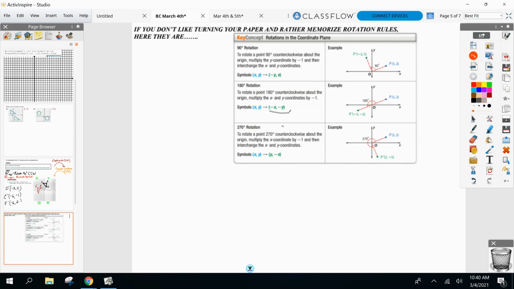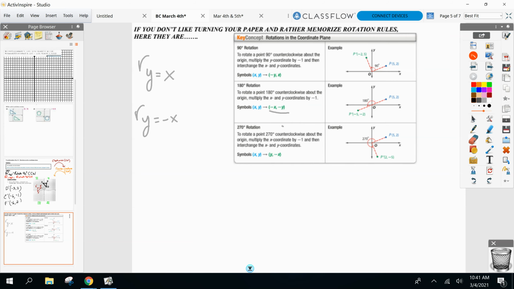That's up to you. I don't like memorizing because remember, already you guys have to memorize for me what you do to the coordinates when you reflect over y equals x, and what you do with the coordinates when you reflect over y equals -x. There's two already I'm having you be responsible for. So if you want to remember these three rules, fine. If you want to rotate your paper, fine. Just make a decision. Make a decision.